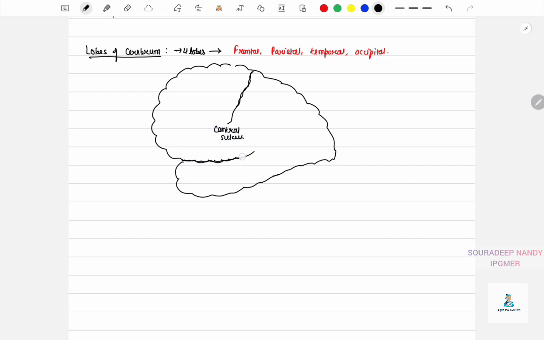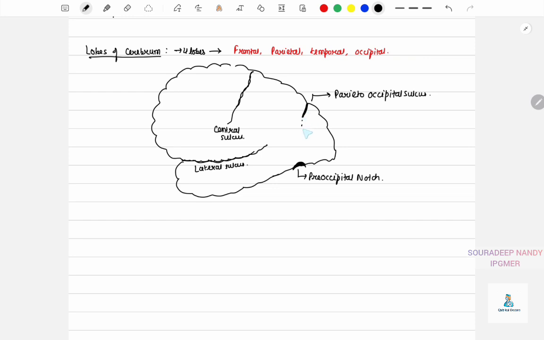Here is another very deep sulcus, which is the lateral sulcus. Here is a notch present at the inferior surface of the brain, which is called the pre-occipital notch. And here is another sulcus, which is termed the parieto-occipital sulcus. Now we have to draw two imaginary lines.